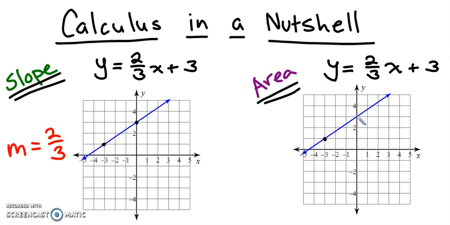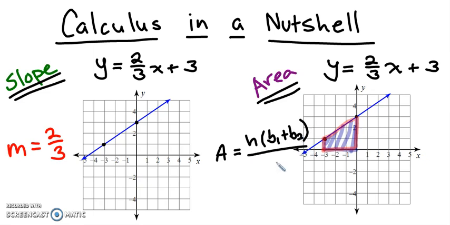When it comes to area, you were able to find the area of a region like this one. It'll help if you visualize a right trapezoid on its side. And if you remember, the formula for the area of a trapezoid is height times base 1 plus base 2 over 2.